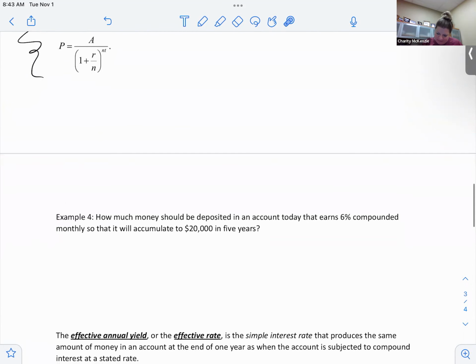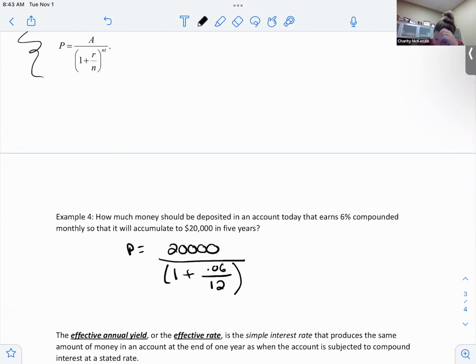So let's do that so we can still see that. So this formula is going to be P equals, our goal is $20,000. And we have 1 plus our 6% rate. And this is compounded monthly. So n is 12, to the power of n times 5. Oops, 12 times 5. We know n, 12 times 5. Again, parenthesis here.